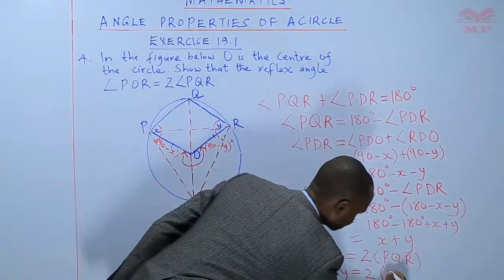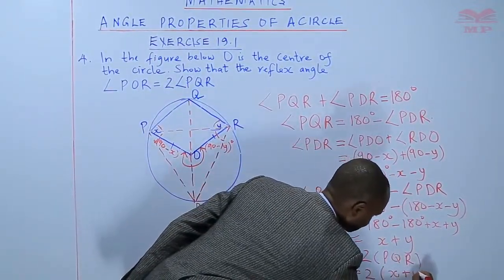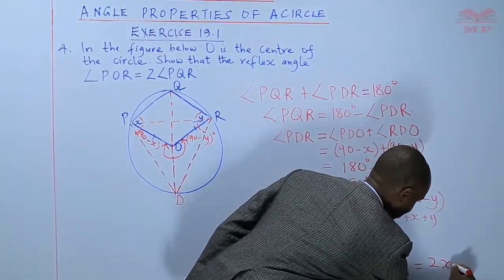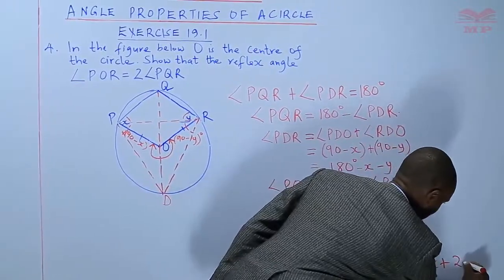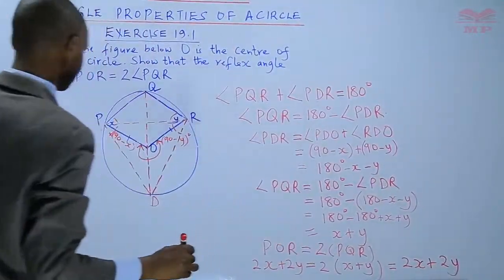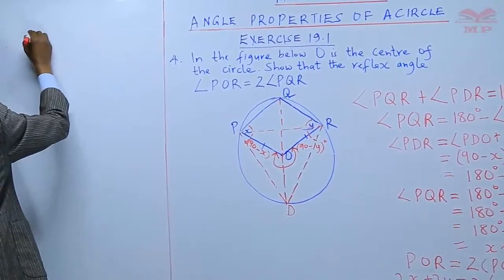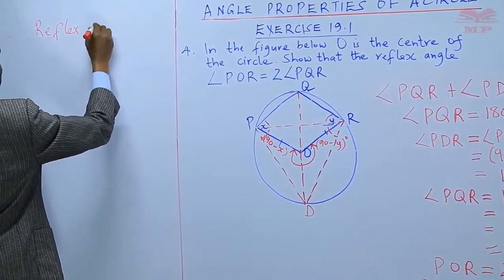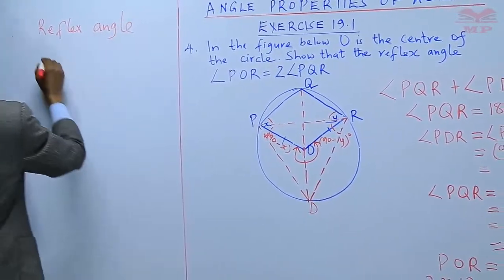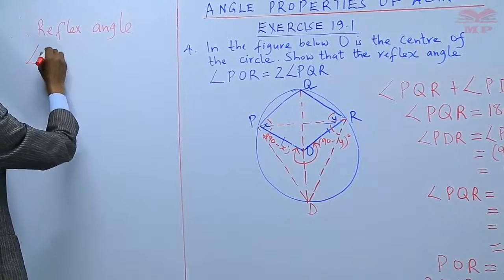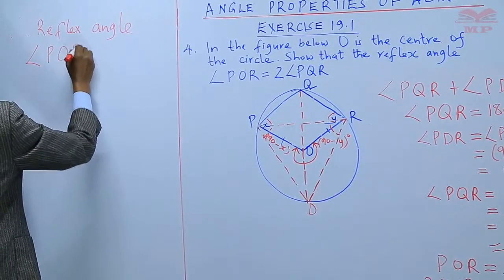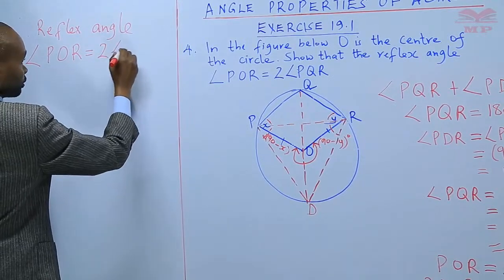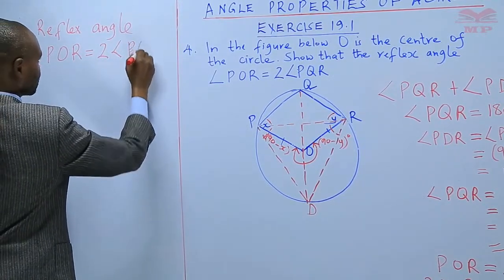It is what? x plus y, which is equal to 2x plus 2y. Therefore, reflex angle POR is equal to twice the value of angle PQR.